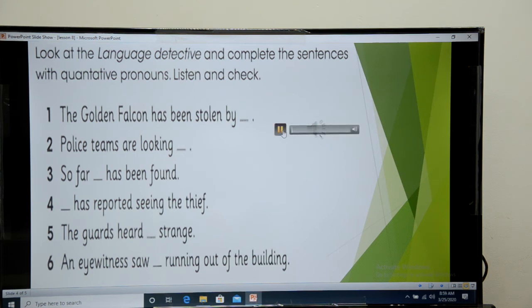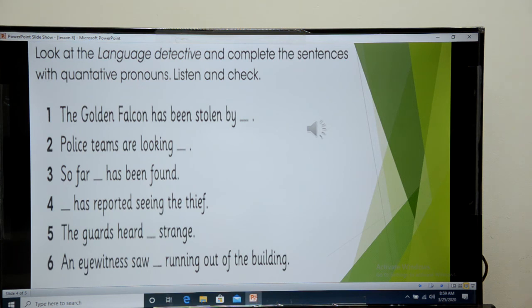Good evening. As you all know by now, the Golden Falcon has been stolen by someone. Police teams are looking everywhere in the museum for fingerprints and other evidence which will help them find the thief, but so far nothing has been found. Nobody has reported seeing the thief enter the building, but the guards did hear something strange around 8 o'clock, so they did a security check but didn't find anything. We also have an eyewitness who saw somebody running out of the building, and that is all the information we have for now.